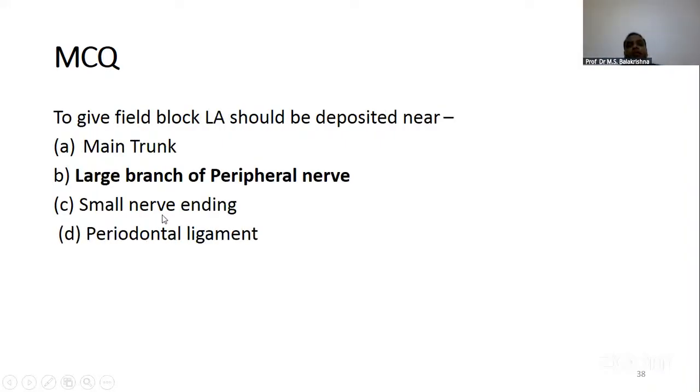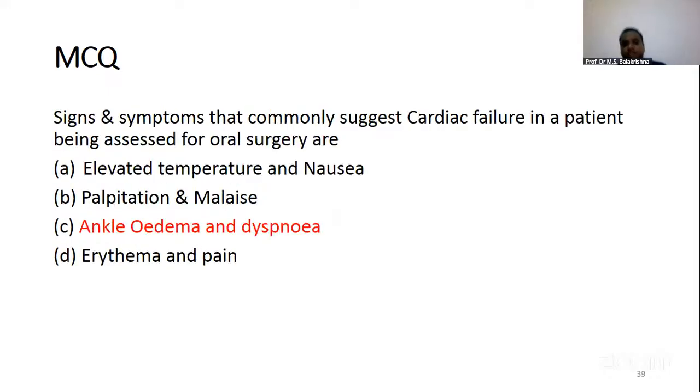Next question. To give a field block, LA should be deposited near the larger branches. Infiltration is for peripheral nerves. This is field block. So large branches of the main trunk or the peripheral nerve, the larger branches we should give. So option B is the answer. These are all straightforward questions, so you should be able to handle this.